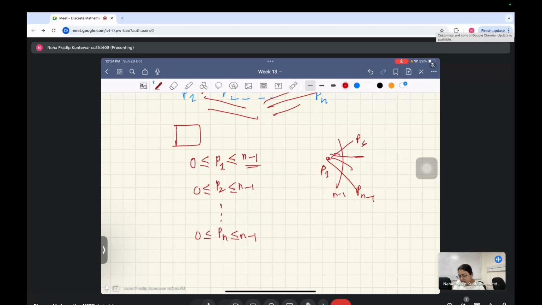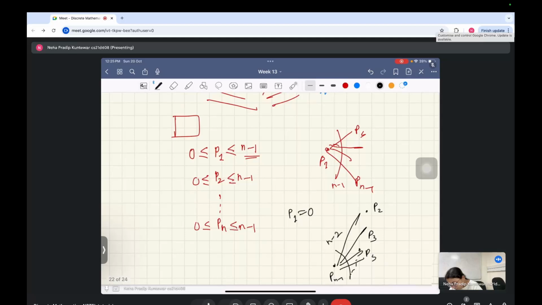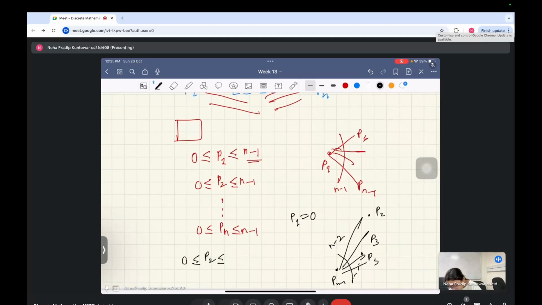Okay, now let's say there is somebody who did not shake hands with anybody. So let's say P1 is 0. Then what will happen to the rest of them, P2, P3, P4 and so on up to Pn? They will only shake hands amongst themselves. So each of them can only shake at most n minus 2 other hands. So P2, P3 and so on up to Pn can all shake only 0 to n minus 2 hands.